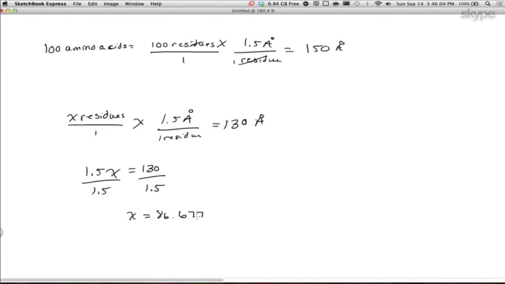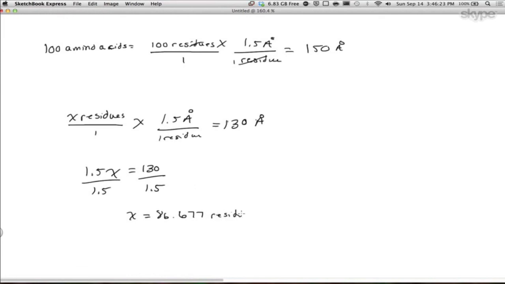Okay. What are the units on that answer? Residues? There are no units. Well, what does the number represent? The amount of residues. Yeah, so probably we should call it residues. That's right.